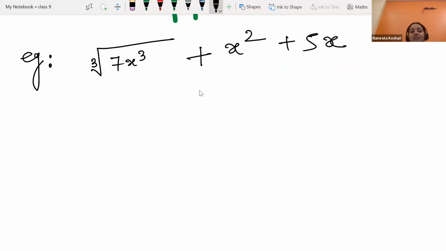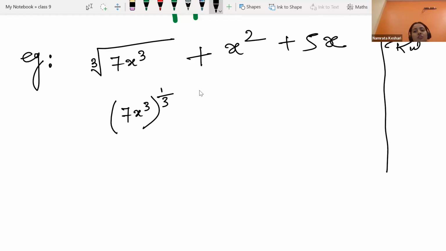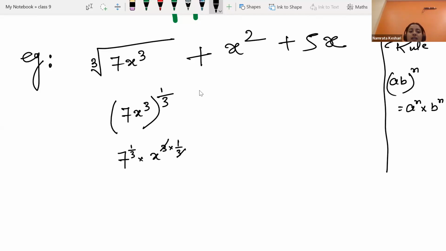Yes, Naisha, did you get it or not? He said that this cube root can be written as 7x cubed to the power 1 by 3. Okay, and there is a rule. He knows that rule. I can see clearly. If you have ab to the power n, you can say a to the power n into b to the power n. Again, the law of exponents. According to that rule, we are saying 7 to the power 1 by 3 into x cube to the power 1 by 3, and this power will cancel out each other. Getting it, Naisha? Yes, ma'am.